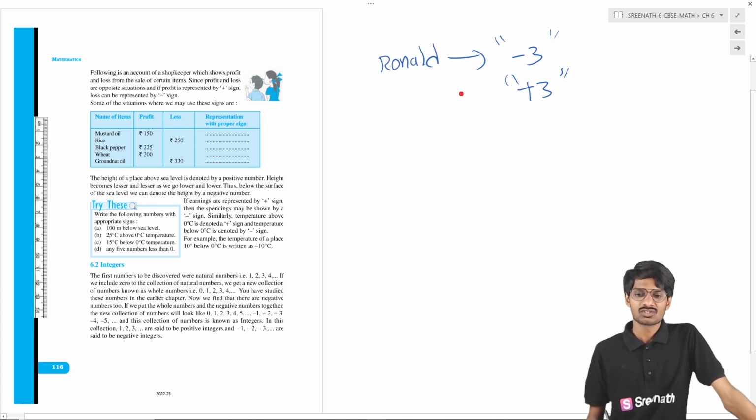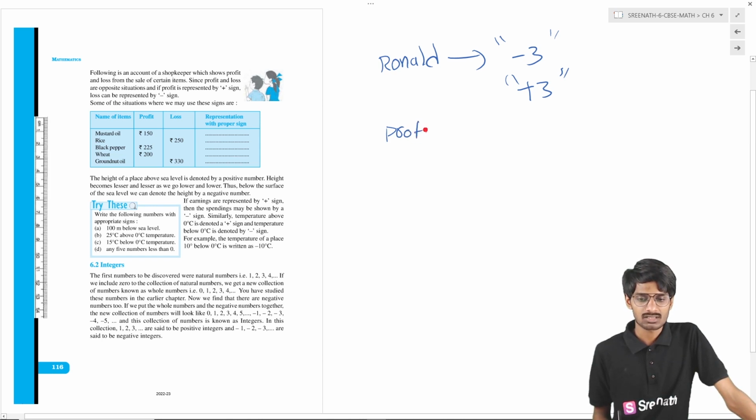That's it, students. So here we are getting to know about the negative numbers. We will use negative numbers in different cases. In the case of profit and loss, we use positive and negative numbers.